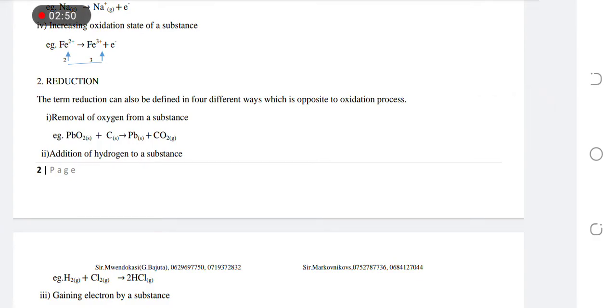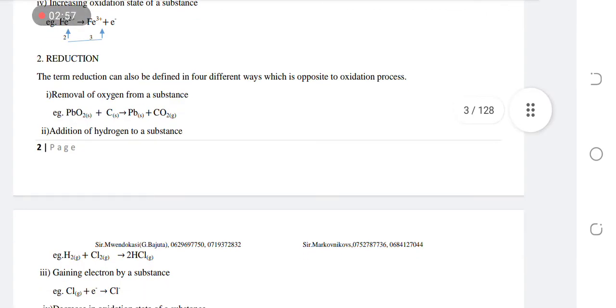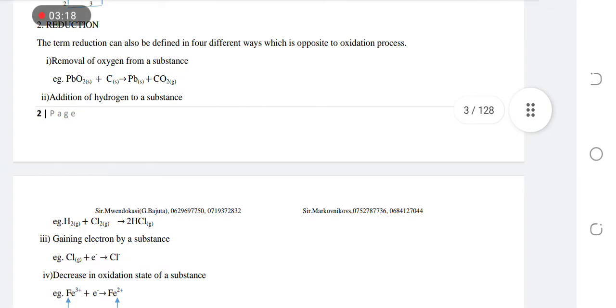The term reduction can also be defined in different ways, which is opposite to the oxidation process. 1. Removal of oxygen from a substance. From the beginning, we see that oxidation is the addition of oxygen to a substance. Here, you remove oxygen from a substance. For example, reaction between lead oxide and carbon. Oxygen was removed from the lead compound, lead oxide, to get lead and carbon dioxide.